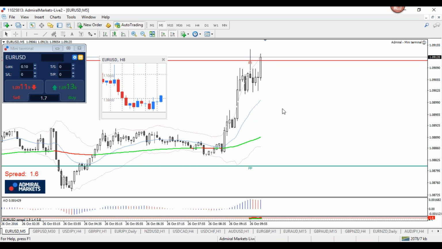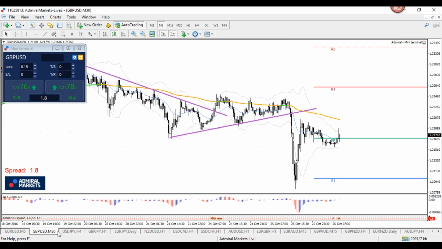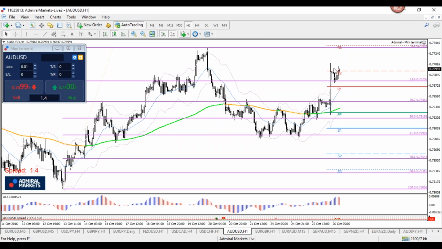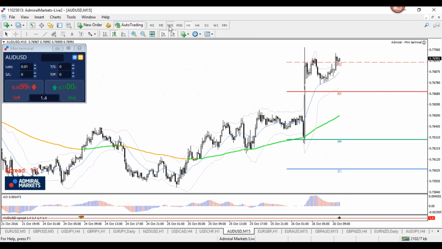Could be both, to be honest. I think I have no particular interest here at all. It could be a bounce, it could be a hook back for weakness, it could be a breakout. I want to see more of a pattern here on the Euro dollar at the moment. Pound following suit, and the Aussie, where's the Aussie? Here. Is following suit as well.